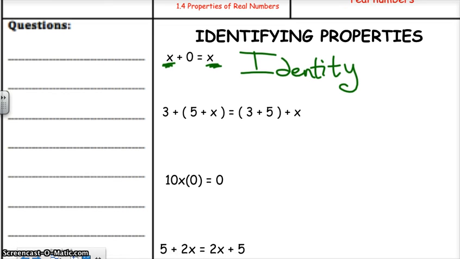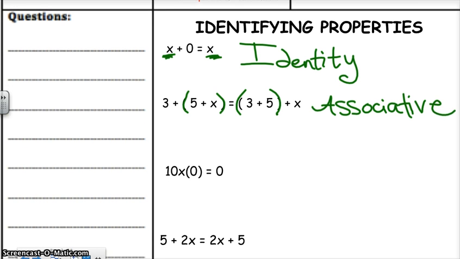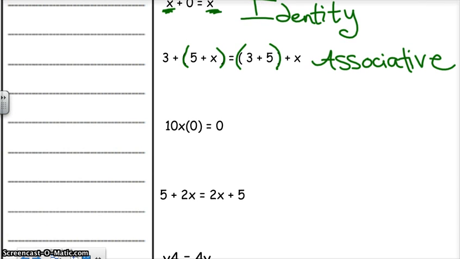3 plus 5 plus x equals 3 plus 5 plus x. Associative, yep, right? Associative because right now 5 and x are associating together, and then I move and I got 3 and 5 associating together. I got a new grouping. That is associative property. 10 times x times 0 is 0. The zero property, because I have a 0 at the end.